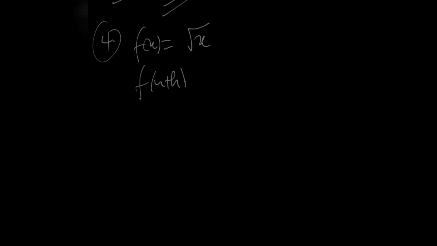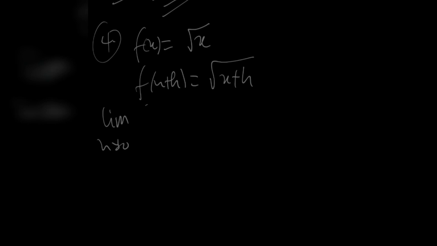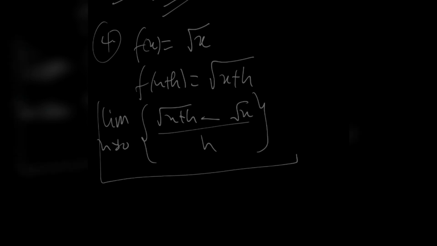Okay, so for our fourth and final example, let's say we have f of x equals square root of x. If you have to find f of x plus h, replacing x with x plus h, we get this. Okay, so substituting it into our formula, f of x plus h, which is root of x plus h, minus f of x, that is root x, all over h. So you are just to solve for this limit.